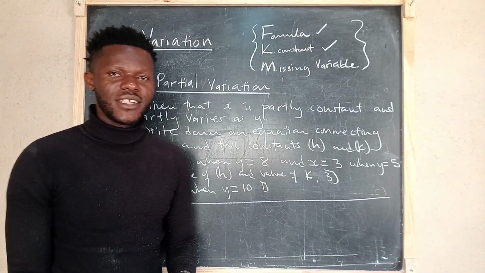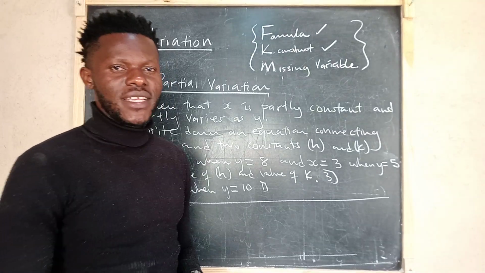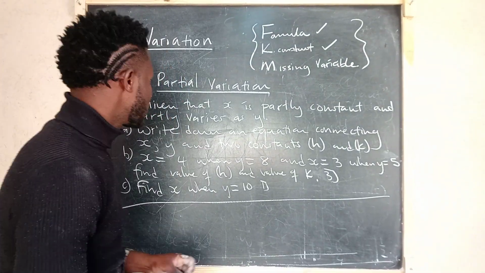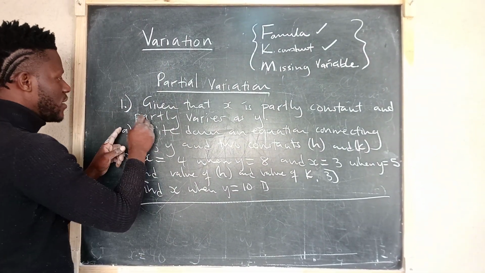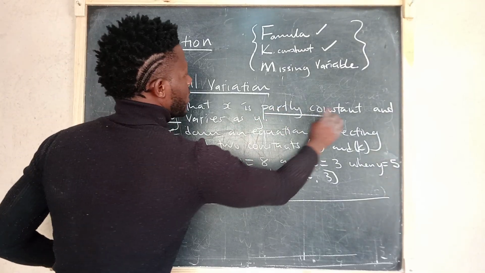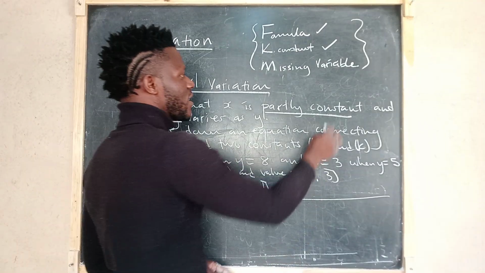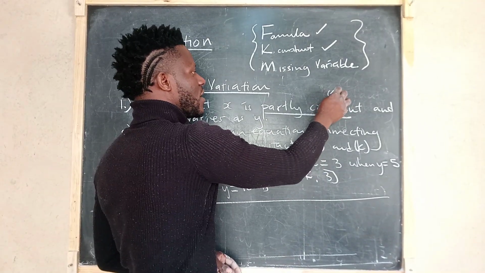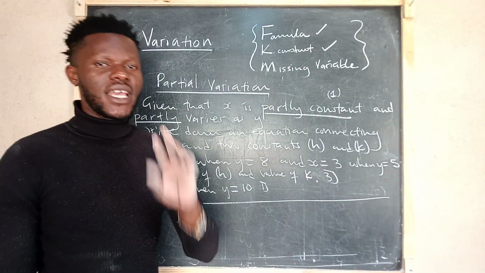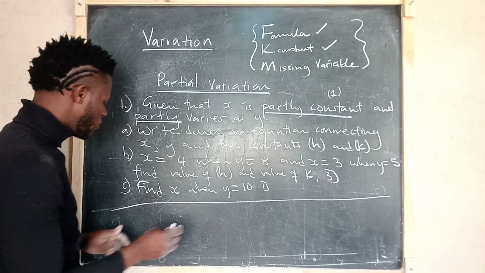Alright, this type of variation is called partial variation. You can easily identify it through these terms, partly and constant. You will be replacing the word constant by 1. Then you will be introducing two constants, h and k, which is what we are going to do here.